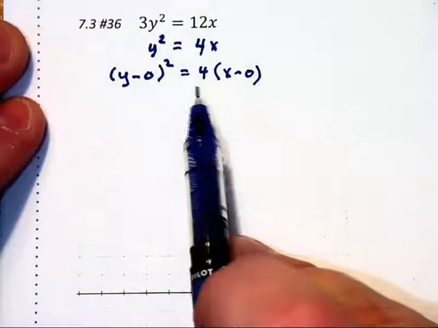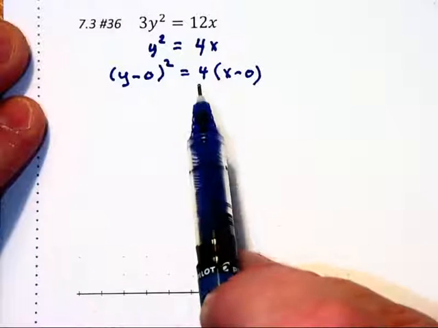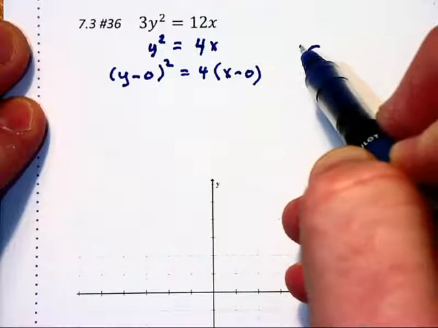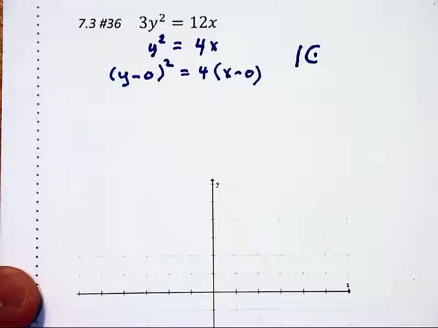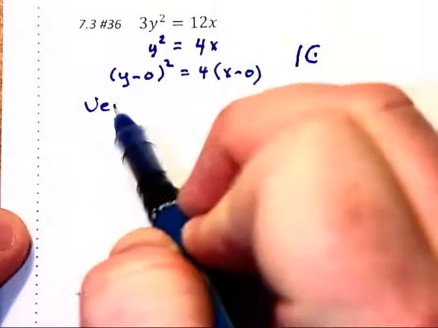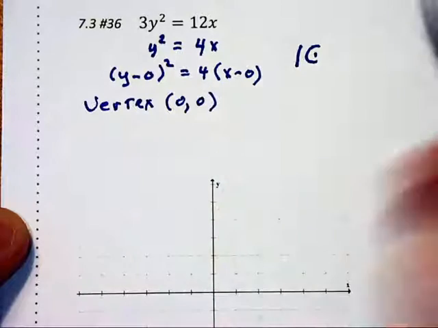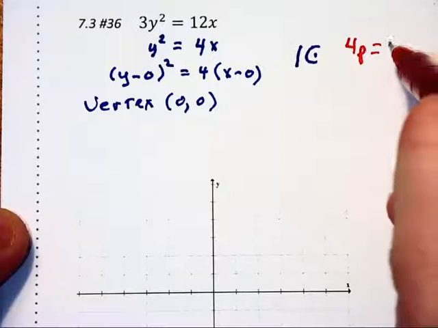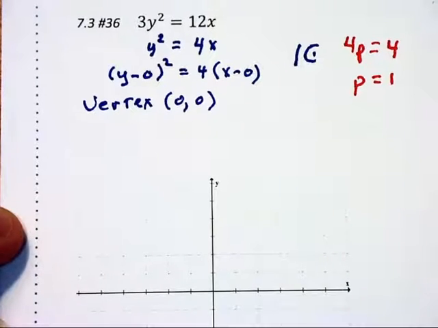I also notice that 4 is positive. So I have a choice between this opening left and right. Since 4 is positive, it's going to open to the right. So I'm going to draw a little sketch like this to remind myself of the orientation. The vertex is going to be located at the origin. We do know that 4p is equal to 4, and therefore p is equal to 1 in this problem.